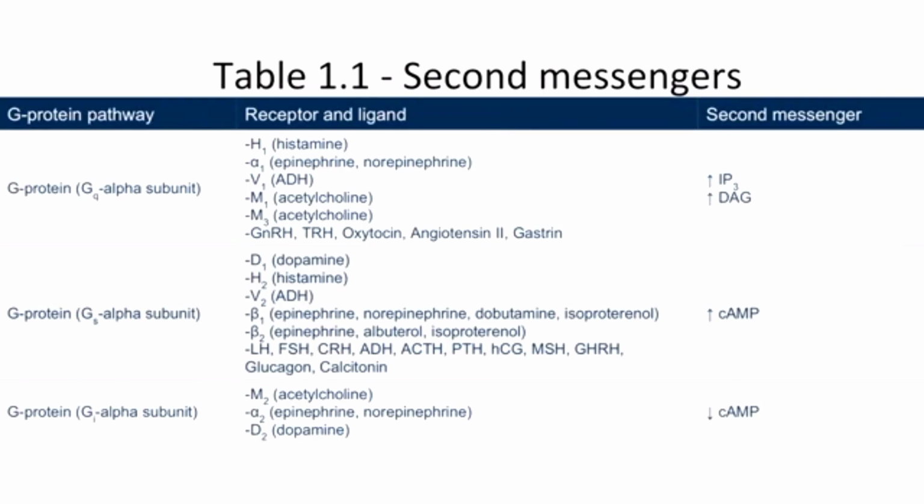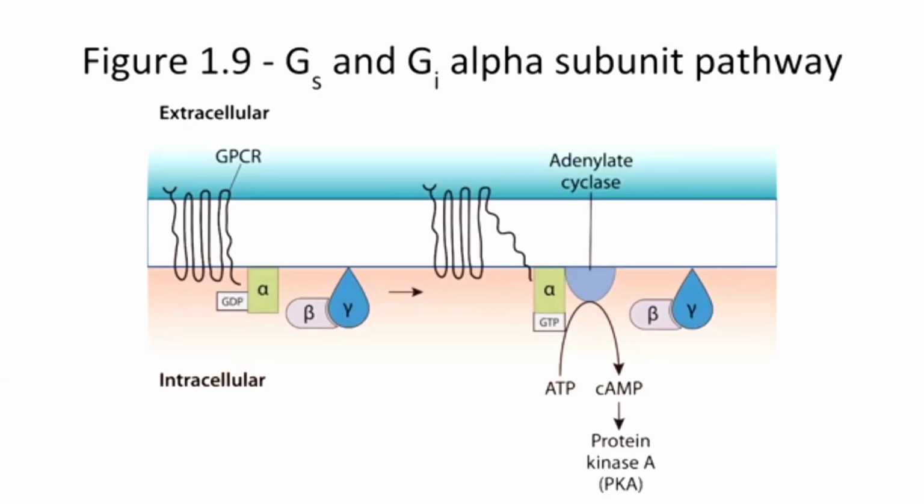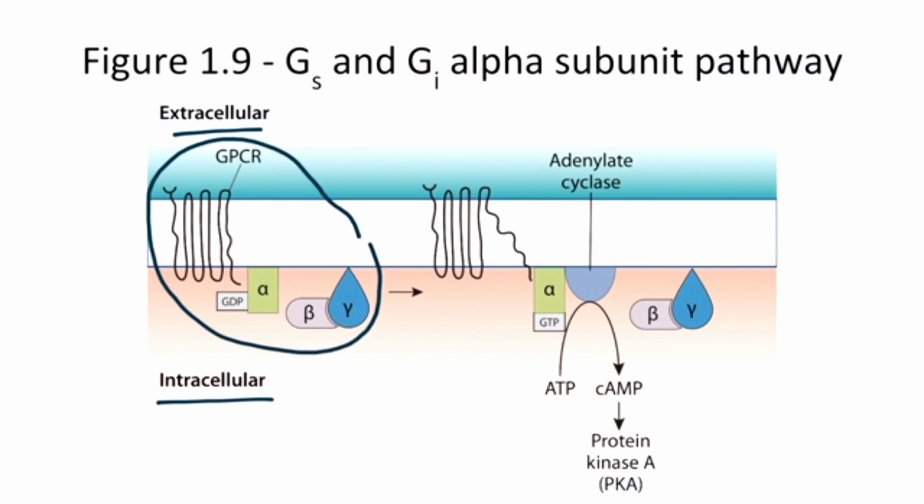Okay, so we just covered the GQ alpha subunit pathway. Again, the pathway activates IP3 and DAG, which ultimately cause activation of protein kinase C. Okay, now let's go through the GS and the GI alpha subunit pathways. This is figure 1.9, which outlines the normal GS and GI alpha subunit second messenger pathways. This is the extracellular space, and this is the intracellular space. And this is the G-protein coupled receptor right here.